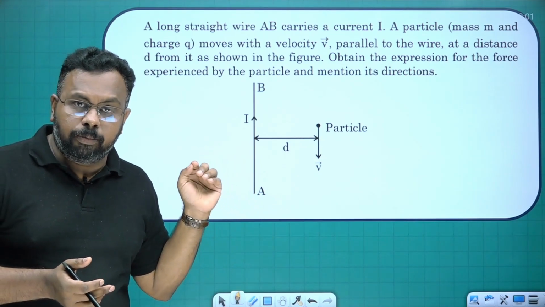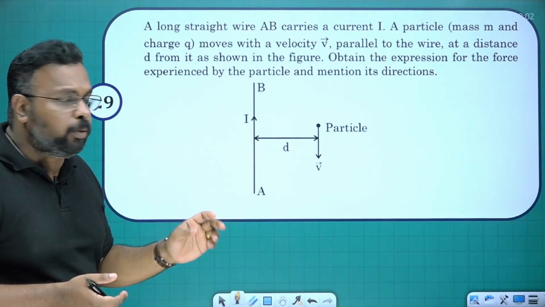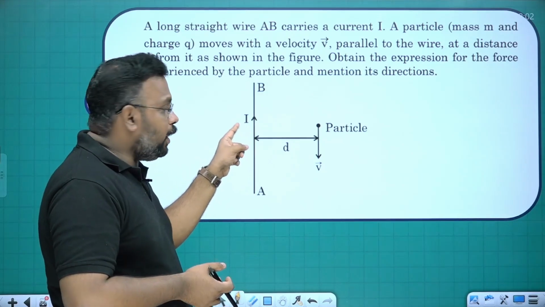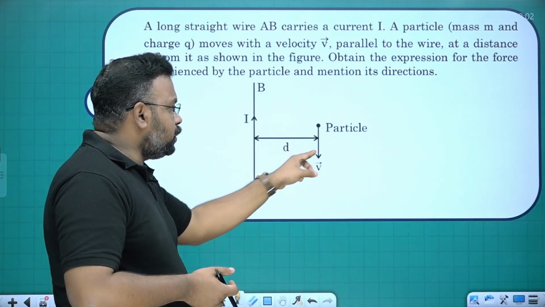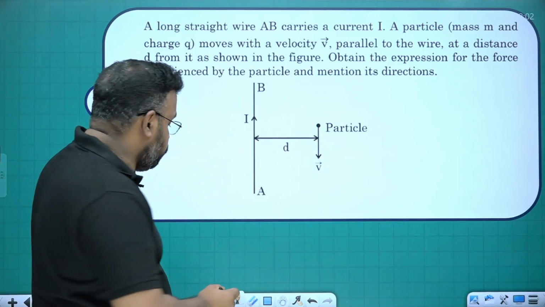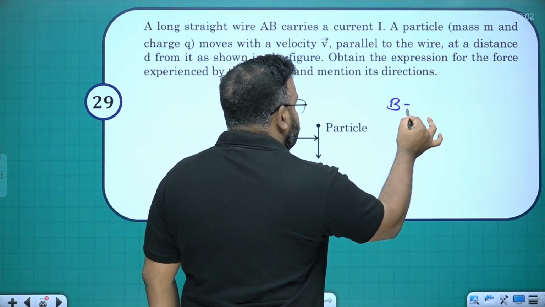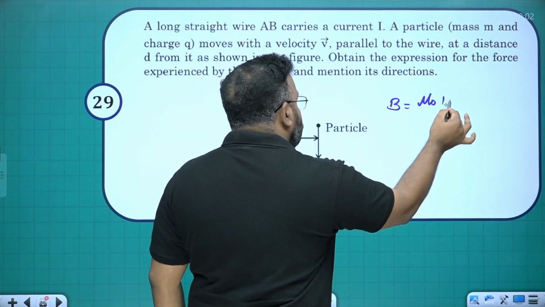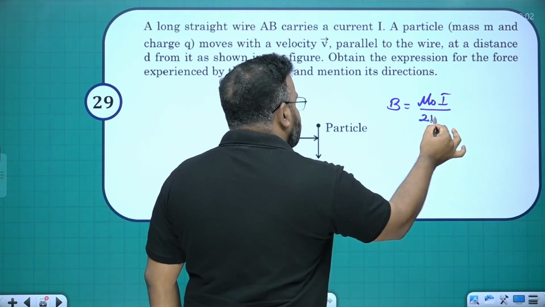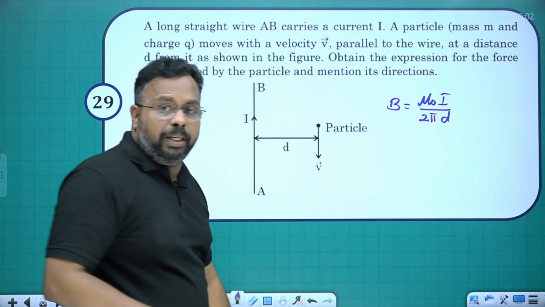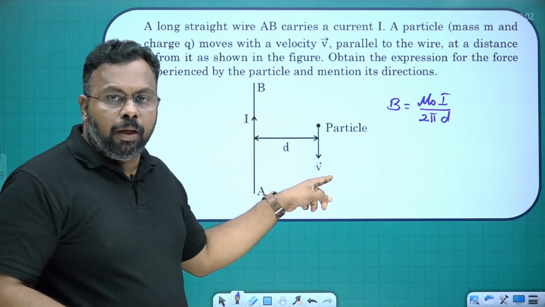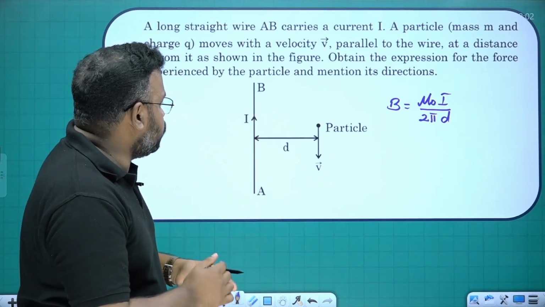An identical question we already discussed. It is almost the same concept. The conductor is carrying current I, and this point is at a distance d. So surely there will be a magnetic field at that point. Let's write that magnetic field value: B equals mu naught I by 2 pi r. But here the distance is d, so we get mu naught I by 2 pi d. This is the magnitude. And what about the direction of that magnetic field?